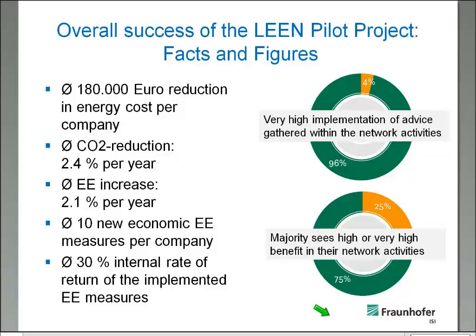The companies in the networks invested in around 10 new economic energy efficiency measures during the time they were in the network, and many of them were also economic from individual perspectives, and the rate of return on average was even higher with 30% than in the table shown before, because there are a lot of very economic measures here in the field of cross-cutting technologies, so that these companies could reach this high internal rate of return, which is much more than alternative investments usually have.